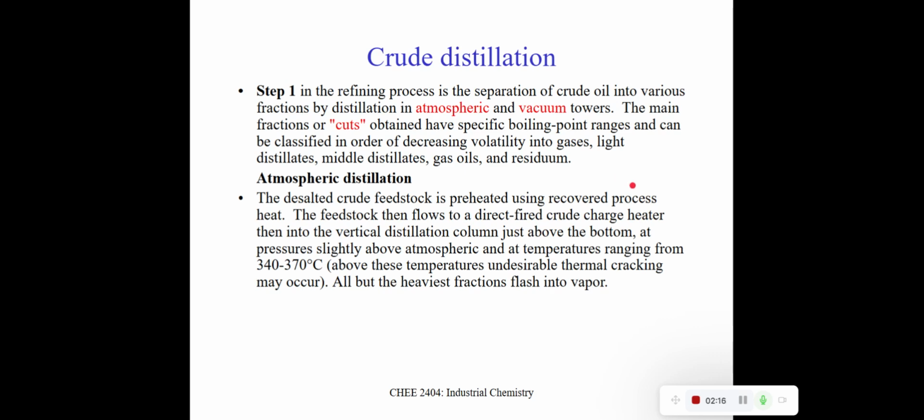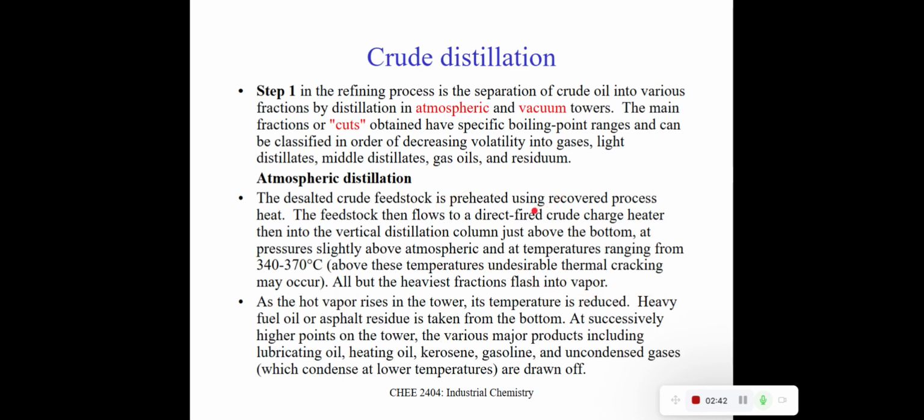just above the bottom. The pressure is just above atmospheric pressure, and the temperature is around 340 to 370 degrees Celsius, so that undesirable cracking does not take place. As the hot vapor rises in the vertical distillation column or tower, the temperature is reduced.